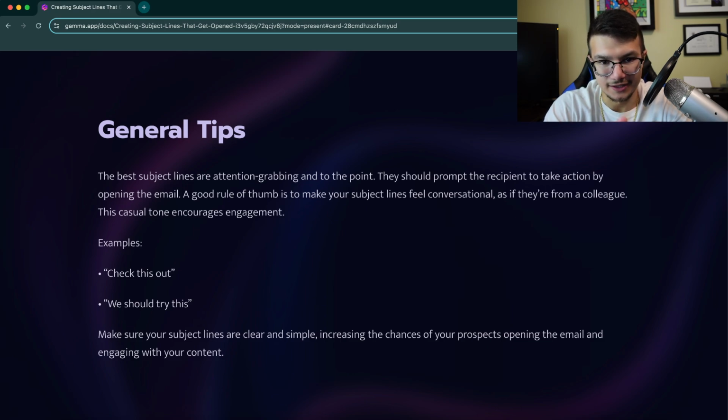Don't do stuff like your mom's in the hospital or check this now or something like that, because that is an instant plane ticket to spam. Now, examples like check this out, we should try this, have you tried this, anything of that sort. You just want to make sure that your subject lines are clear and simple, increasing the chances that your prospects open your email and engage with your content.